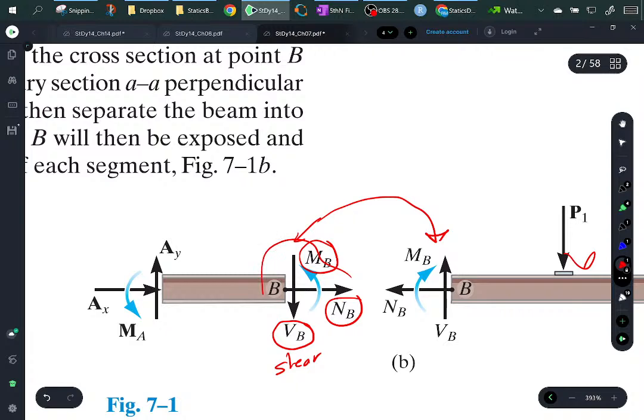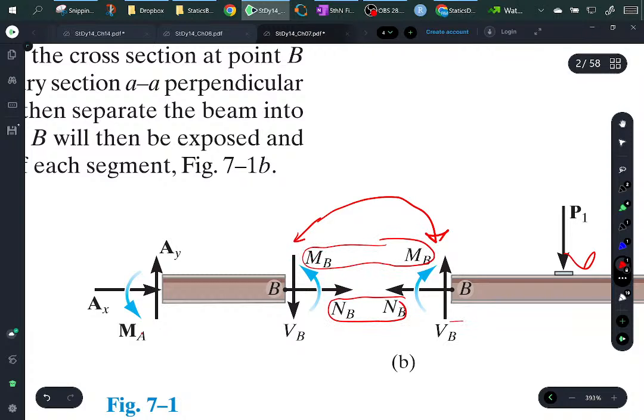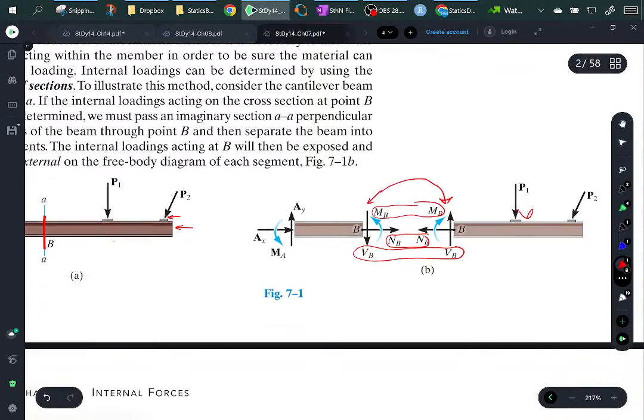So there are three different types of loads that can be put on either end of here. Turns out, as expected, these are equal and opposite. These are equal and opposite. And these are equal and opposite. So the question is, what are they?